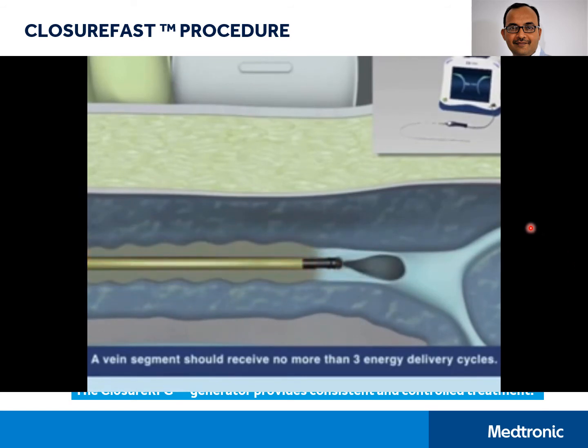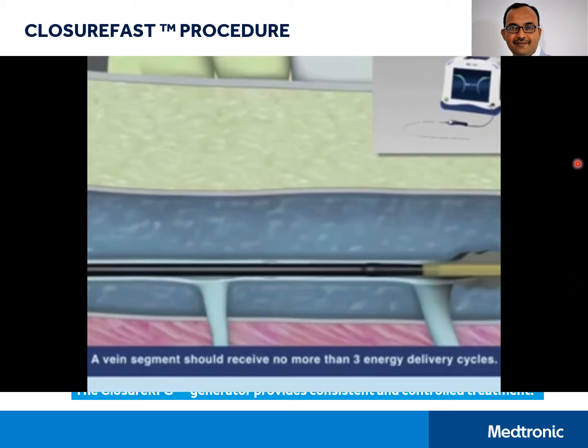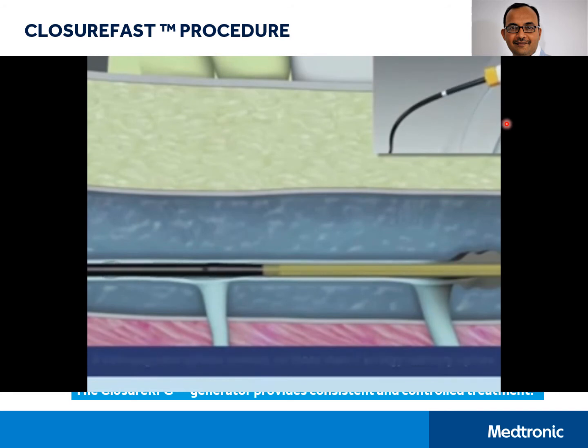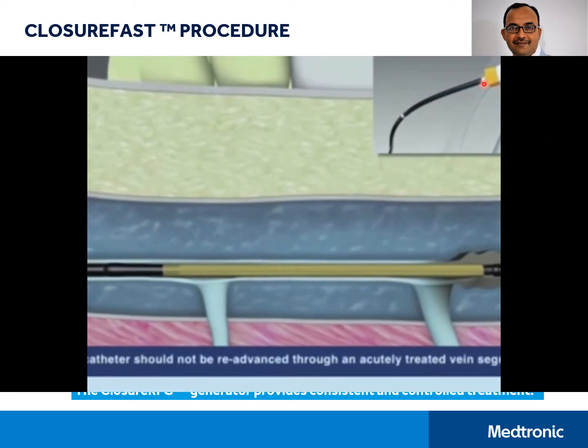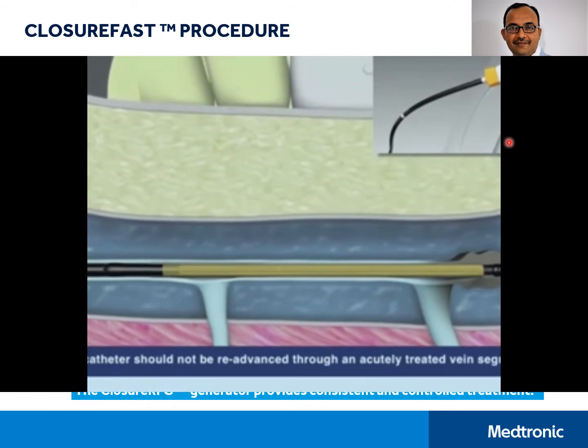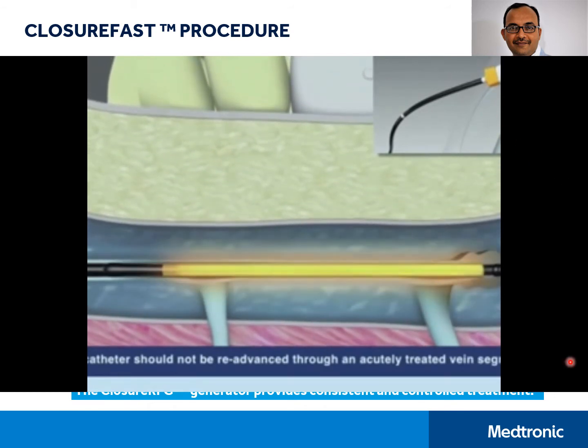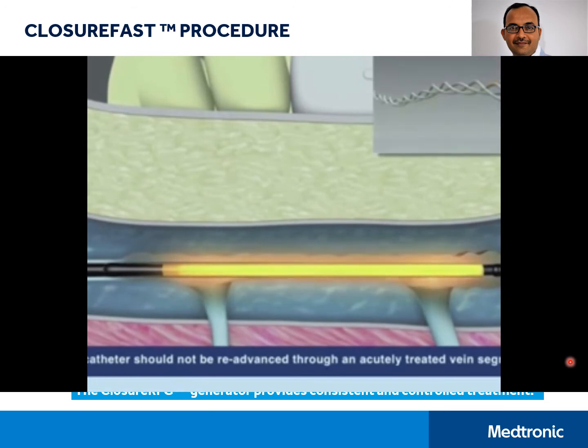Now once you do all the tumescent anesthesia, start the ablation, and once you ablate the segment, withdraw it for the next marker. See, this is very important. Here is the marker, and I withdraw it up to the second marker. So this marker is very important for placement of the catheter and the withdrawal of the catheter.